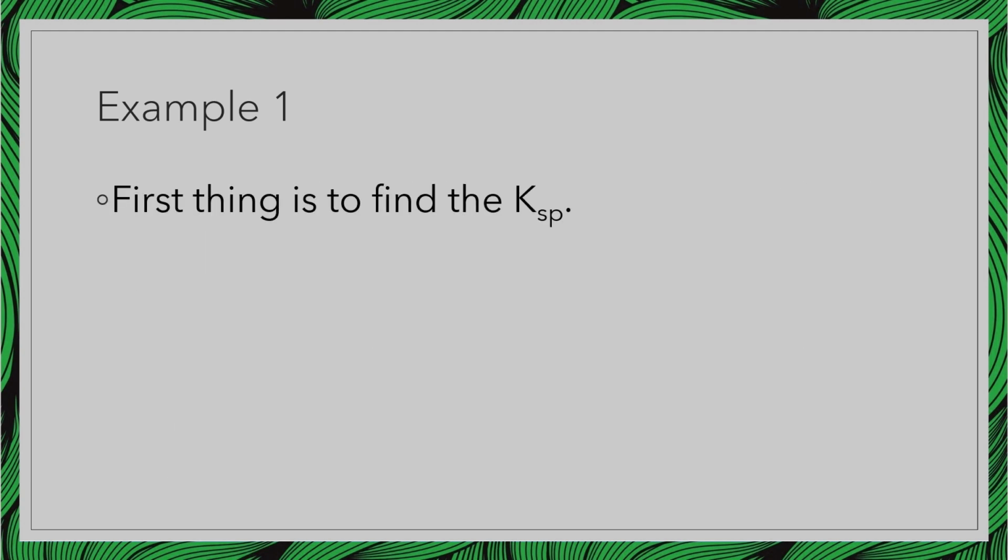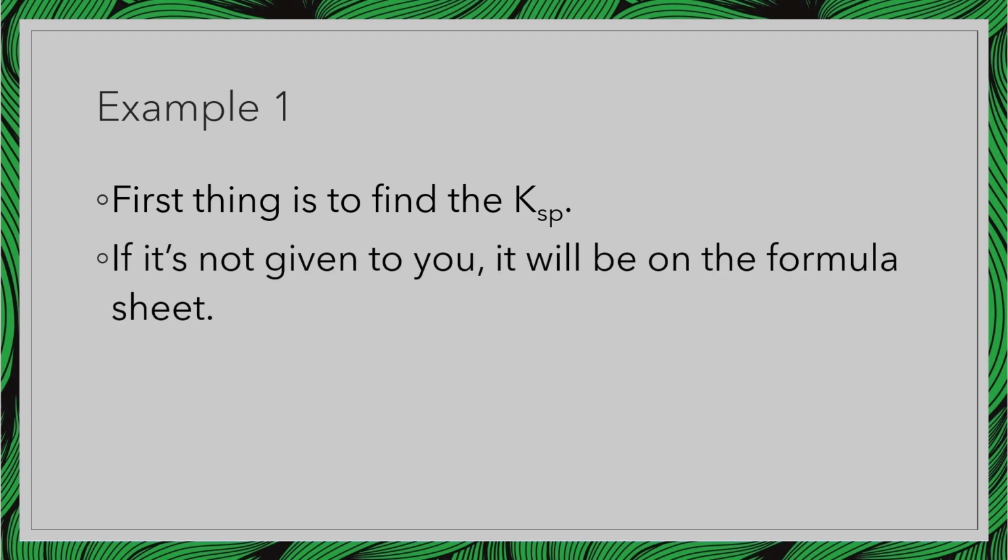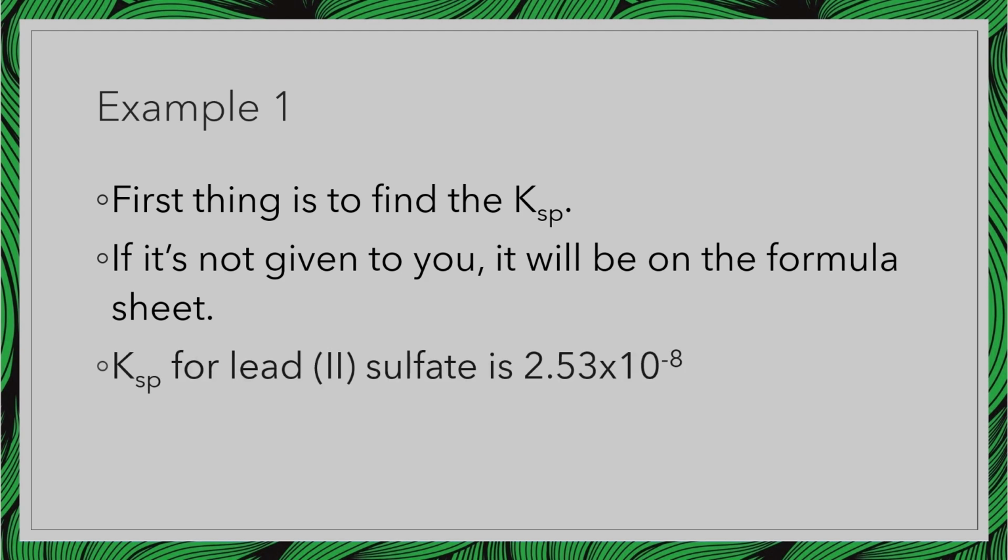Finding the KSP, it's on the front page of your formula sheet. Down the bottom, there's a table of KSP values. If it's not given to you, it will be on the formula sheet. You're not expected to remember anything. We're hoping you need to be able to apply the knowledge that you know. You don't need to remember KSP values. They should be there. So having a look at that, we see that the KSP for lead(II) sulfate is 2.53 times 10 to the negative 8.